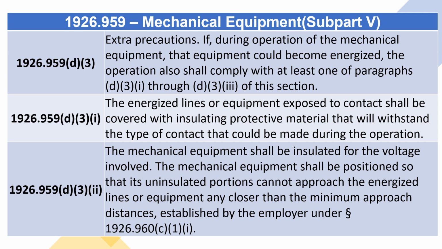1926.959(d)(3)(i) through (d)(3)(iii). The energized lines or equipment exposed to contact shall be covered with insulating protective material that will withstand the type of contact that could be made during the operation. The mechanical equipment shall be insulated for the voltage involved. The mechanical equipment shall be positioned so that its uninsulated portions cannot approach the energized lines or equipment any closer than the minimum approach distances established by the employer under section 1926.960(c)(1)(i).